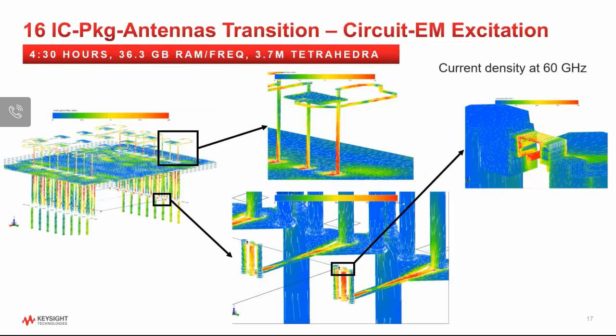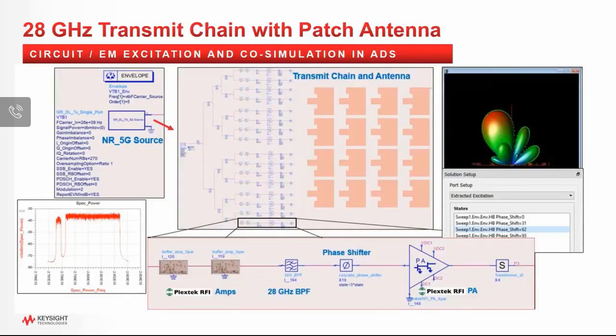To accurately predict the interaction between circuits and physical EM structures, such as the integrated antenna array shown here, the result of nonlinear circuit simulation can be used as the excitation source for each antenna element to accurately analyze the beams formed at the fundamental as well as the harmonic frequencies. In the next demo, Jack will show how circuit EM excitation is performed in ADS on a 5G transmitter driving a 4x4 array. Thank you, How-Siang.